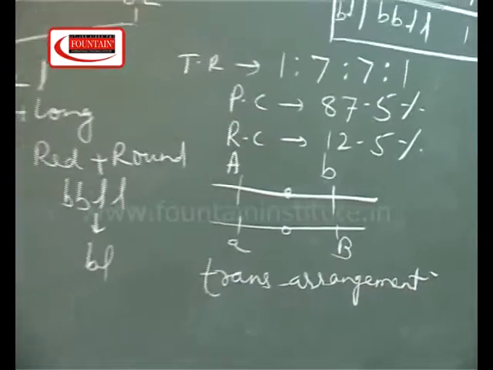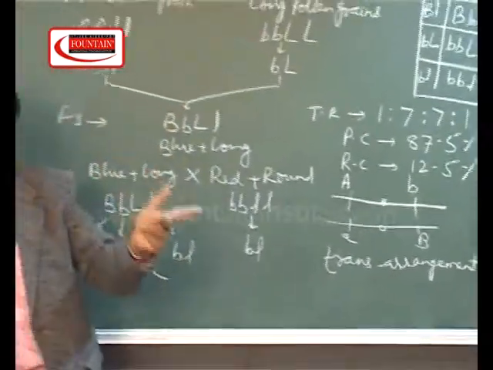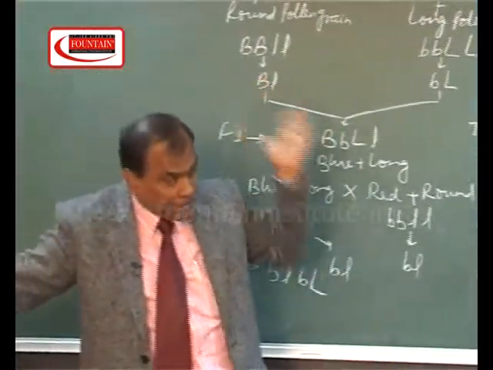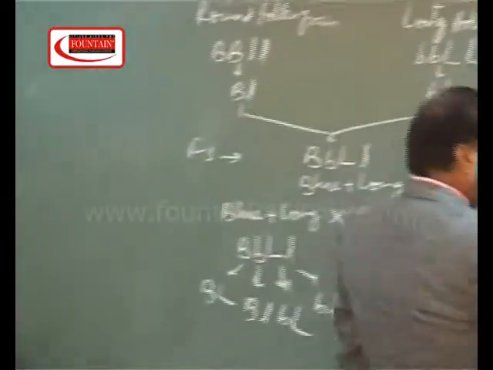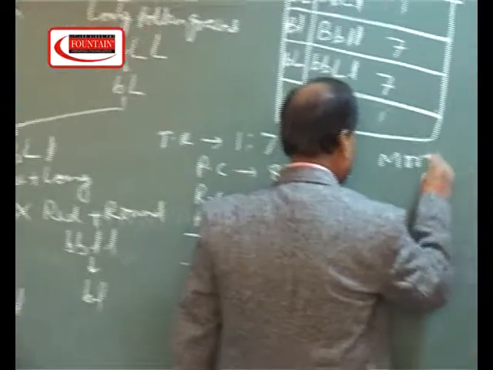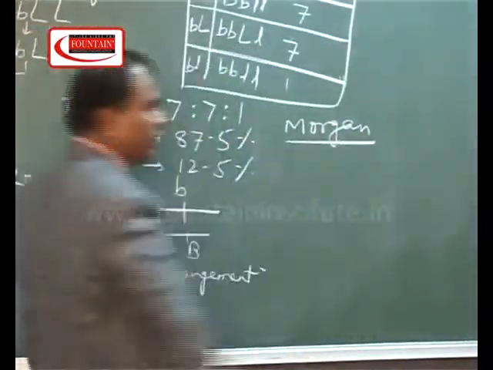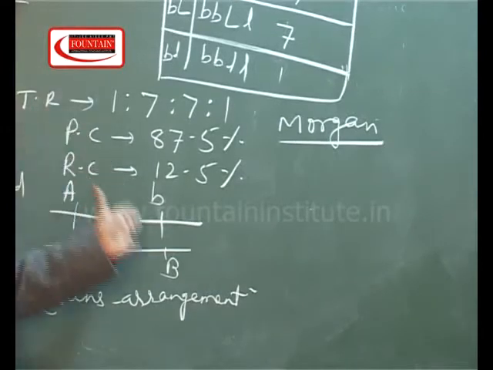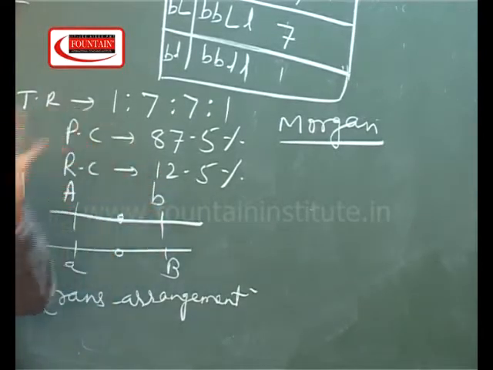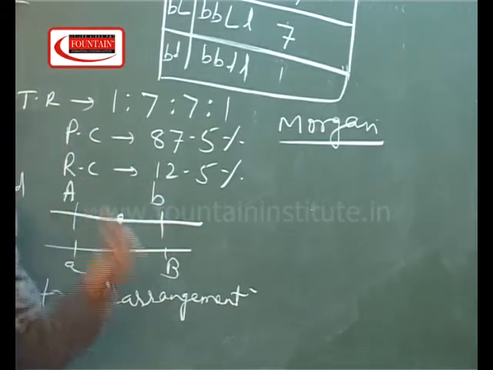We only noticed 2 points, that is the coupling and repulsion. So Bateson and Punnett's work was concluded by Morgan, and Morgan coined the term linkage. The term linkage was coined by Morgan, and Morgan indicated that there are 2 parts of the linkage. One is coupling phase, another one is the repulsion phase.